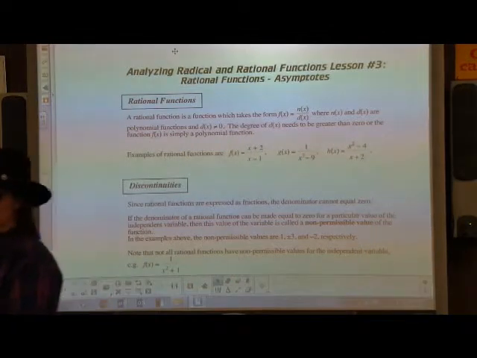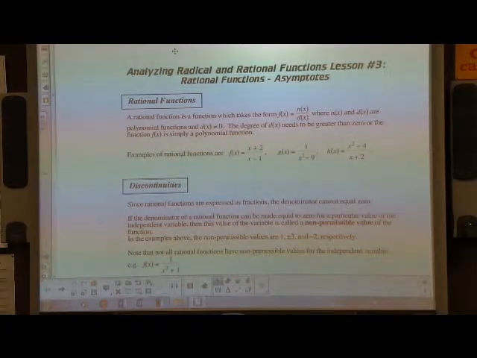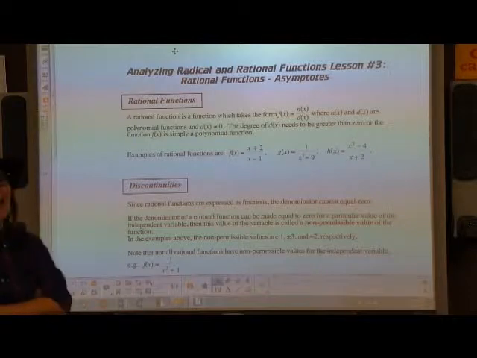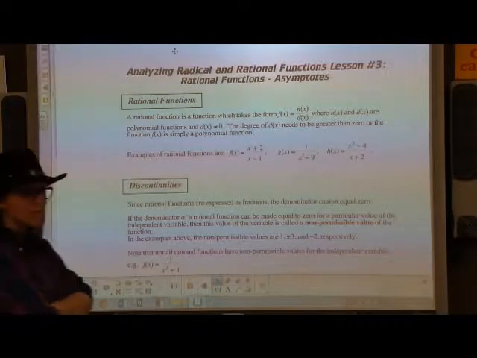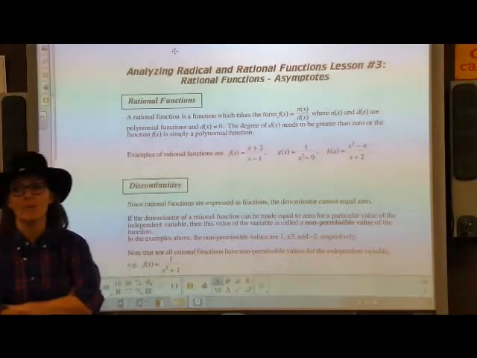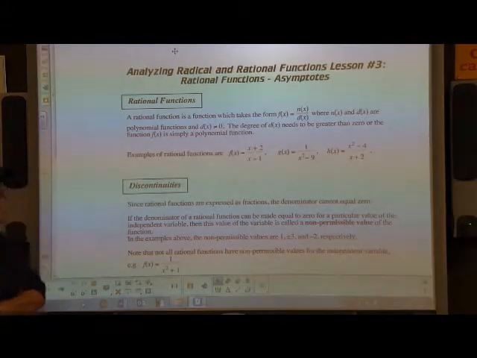Okay, rational functions. So as I said the other day, think of a rational function as being a fraction. The difference being the denominator has to in itself be a function. So I have to have a variable in the denominator's position. I can have a constant on the top for the numerator. The denominator has to be a function.